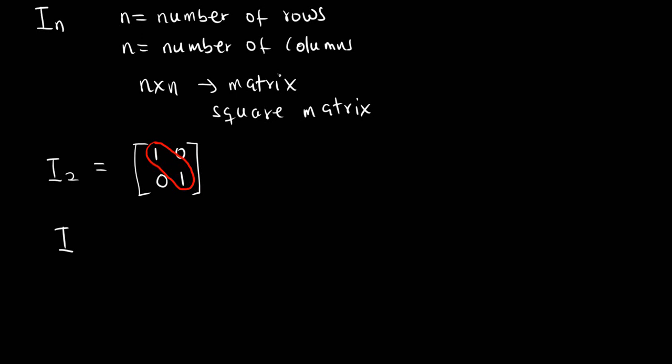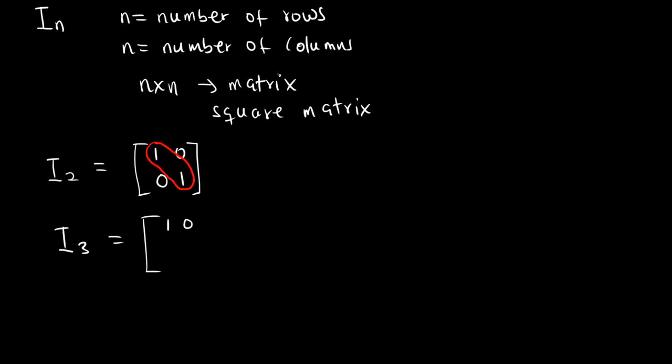Let's look at another example. Let's say I have an identity matrix with n value to be 3. I'm going to have 1 0 0, 0 1 0, 0 0 1. Looking at the entries on the diagonal from the upper left to the bottom right, we have 1s in there. You see that they are all 1s, and the remaining entries must be 0.